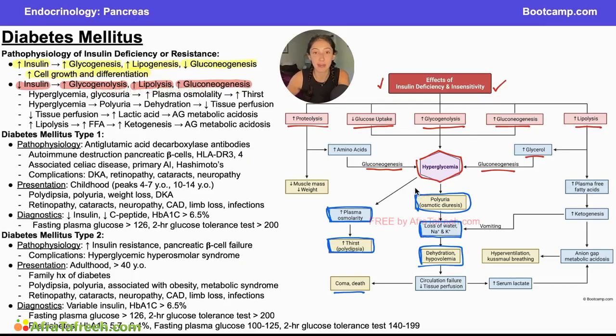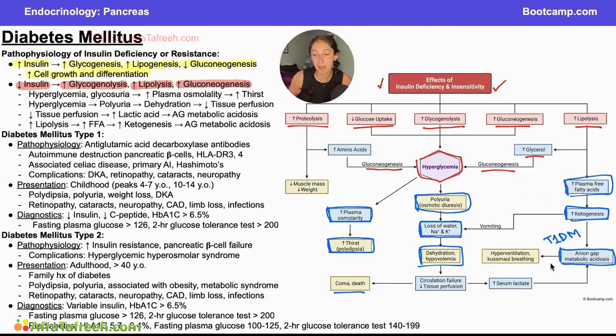The next pathway we'll talk about is a little bit more specific to type 1 diabetes, and this is the increased breakdown of fats leading to an increase in plasma-free fatty acids. Plasma-free fatty acids are metabolized and can cause ketoacidosis, vomiting, a fruity odor to your breath, all these things. Also leads to an anion gap metabolic acidosis. And this is going to be very classic of DKA, or diabetic ketoacidosis, seen in type 1 diabetes.